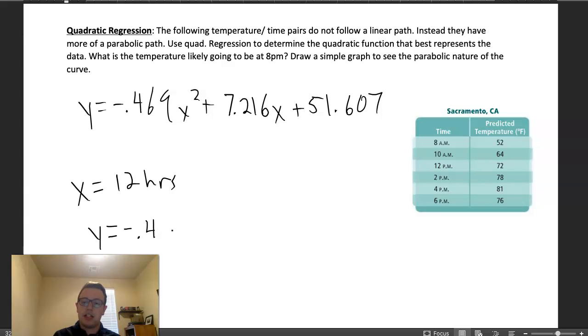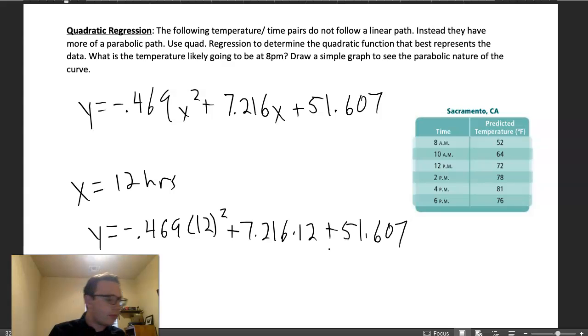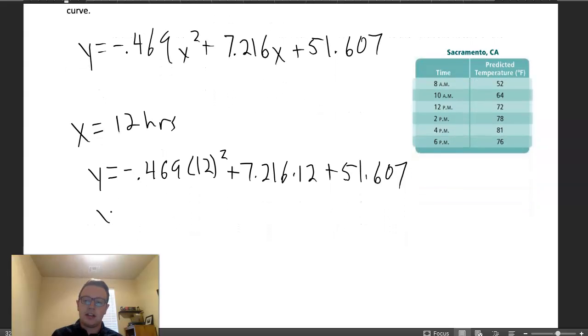So we get y is equal to minus 0.469 times 12 squared plus 7.216 times 12 plus 51.607. And when we put this into our calculators, we find that our temperature at 8 p.m. should be about 70.66 degrees Fahrenheit.